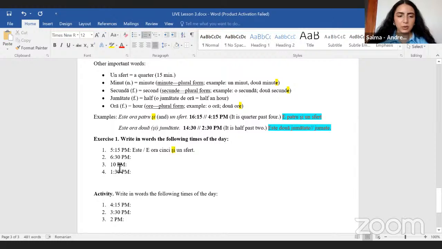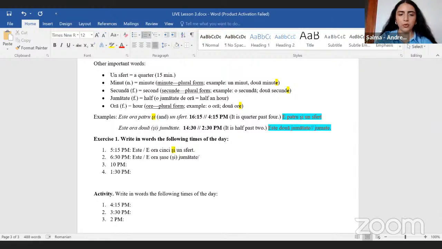Okay, let's see the next one. 6:30 p.m. or it is 6:30. We need to add the verb first. Este or e, ora. Now we add the numbers, 6 și jumătate. So as I've mentioned, și in this case is totally optional.